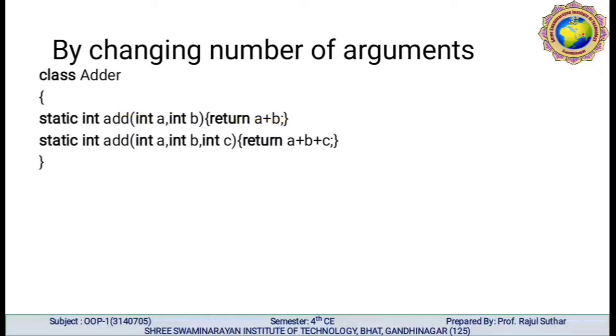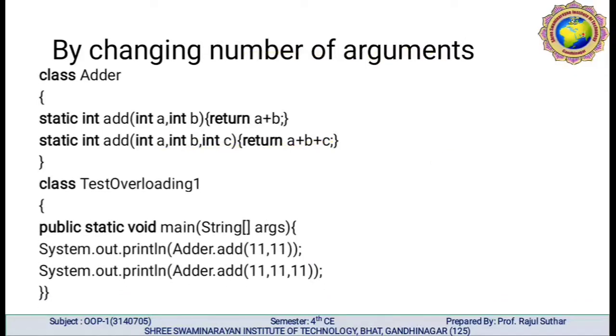By changing the number of arguments, we have static int add(int a, int b, int c). By changing the number of arguments, this argument list is called the parameter list. We change it, so it returns the addition of a, b and c. Here one class is also required, TestOverloading. This class uses the overloaded methods. Public static void main(String args) as we require in the main method.